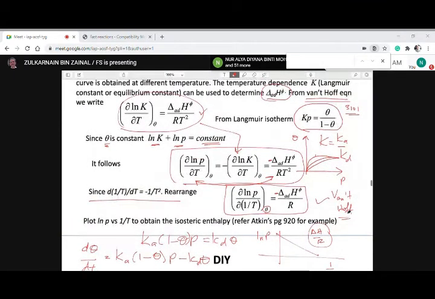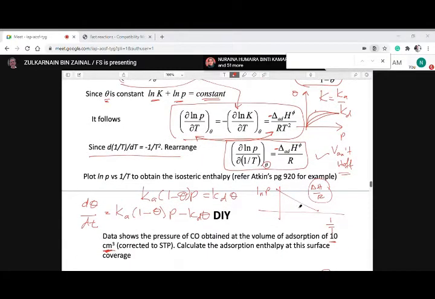So from there we can do the derivation of the equation, and lastly what we can get is the equation of d ln p over d(1/T), and this is equal to delta H adsorption over R. From there, by plotting ln p versus 1 over T, as I showed you last week, we should be able to get the value of delta H. The slope will be delta H over R, so you can get the value of delta H.